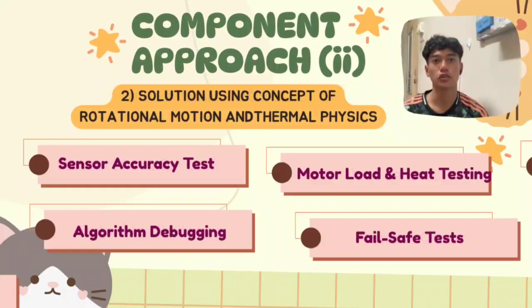To solve the technical issues using rotation, motion, and thermal physics, we propose several testing and troubleshooting steps. We perform a sensor accuracy test where we test the overheating sensor using non-heat sources. If the reading is inaccurate, we recalibrate the sensor to make sure it gives the correct temperature data.